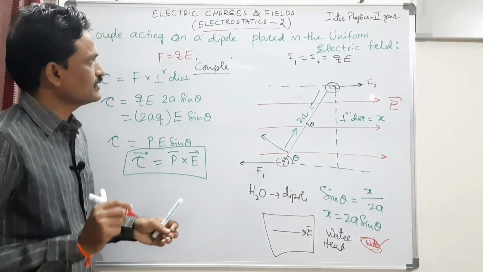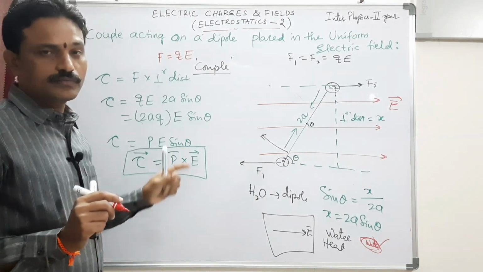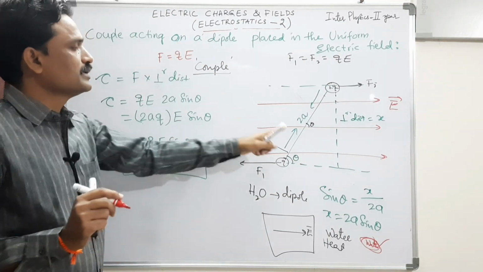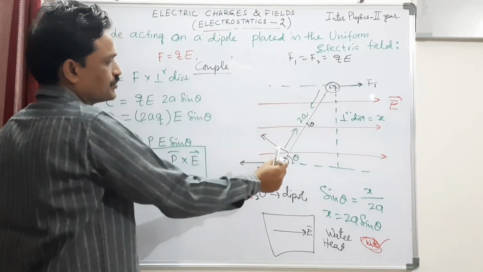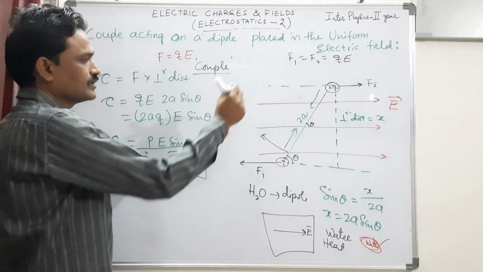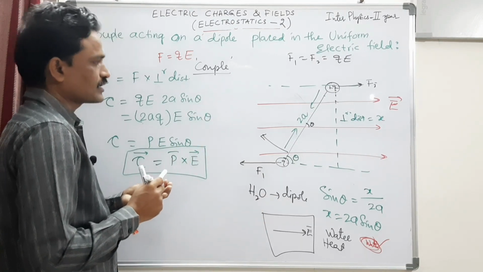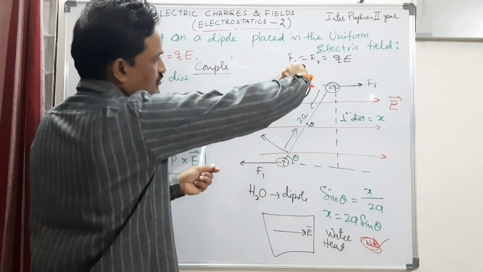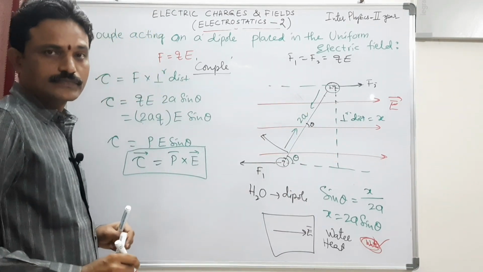Is it clear? So this is about the couple acting on an electric dipole placed in a uniform electric field making an angle theta. Here you have to remember two equal, opposite and parallel forces are acting on the electric dipole. Because of this a torque or couple acts, so it tries to rotate the dipole in the direction of the electric field.